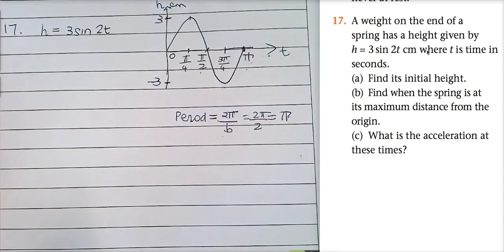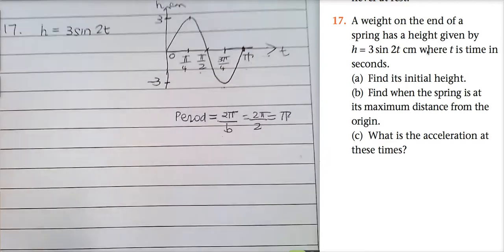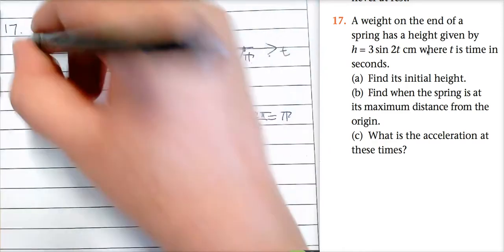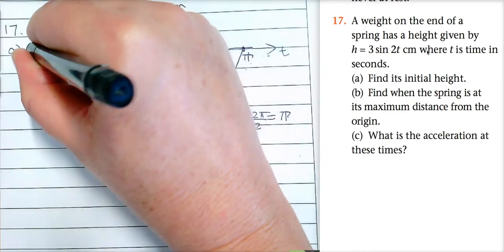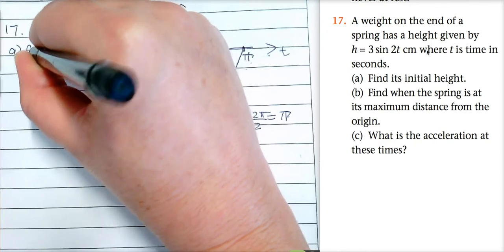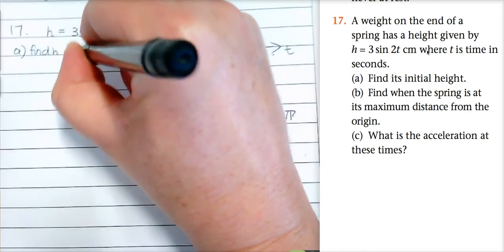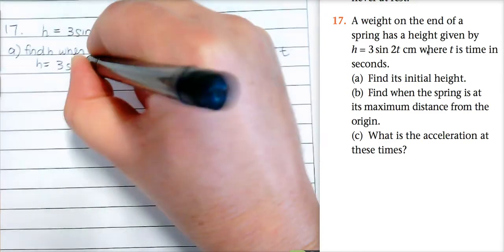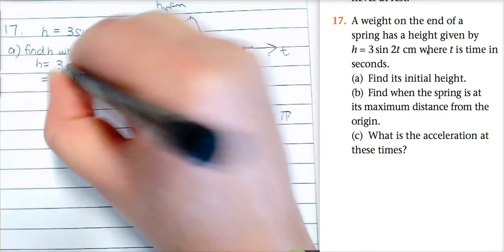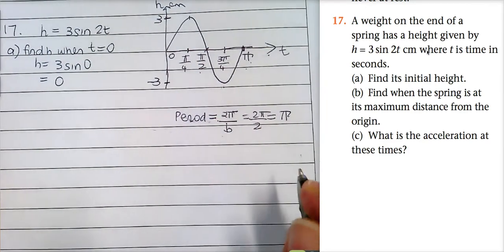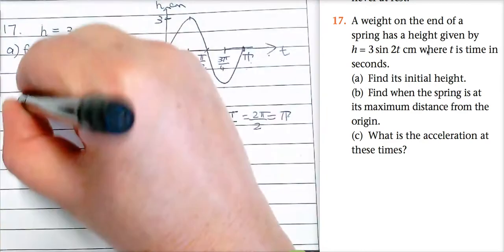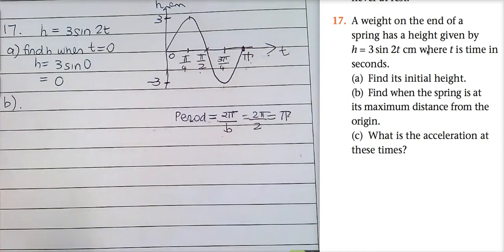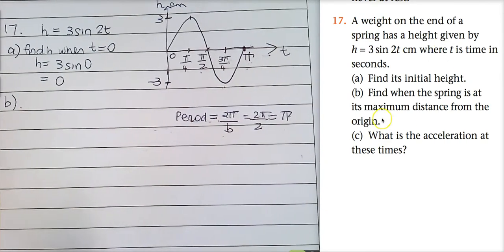All right, let's start. Find the initial height. So you can do it from there or we can substitute. So aren't they asking to find h when t equals 0? So h is 3 sine 0, which is 0. So initial height is 0. In other words, it's at the origin. B, find when the spring is at its maximum distance from the origin.